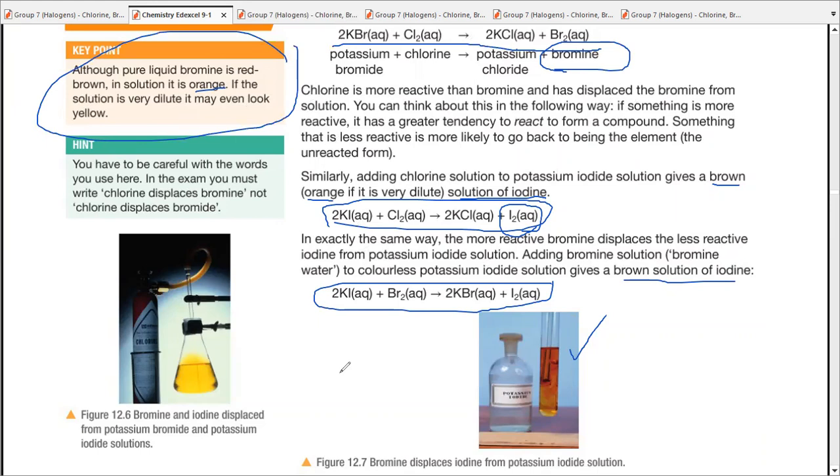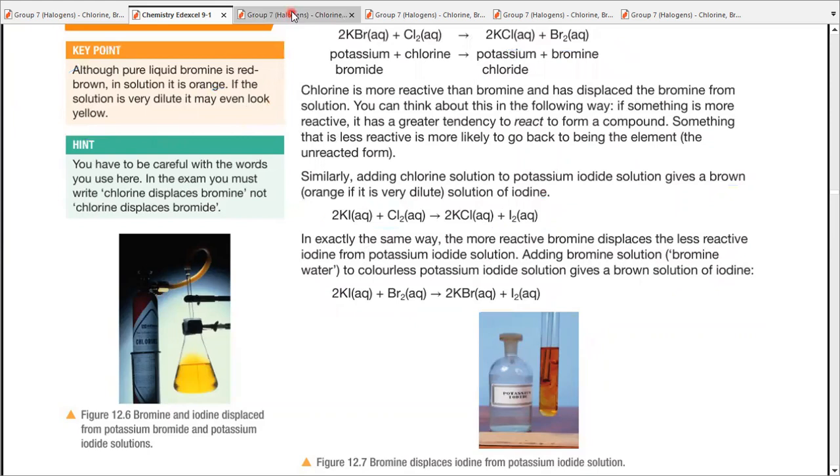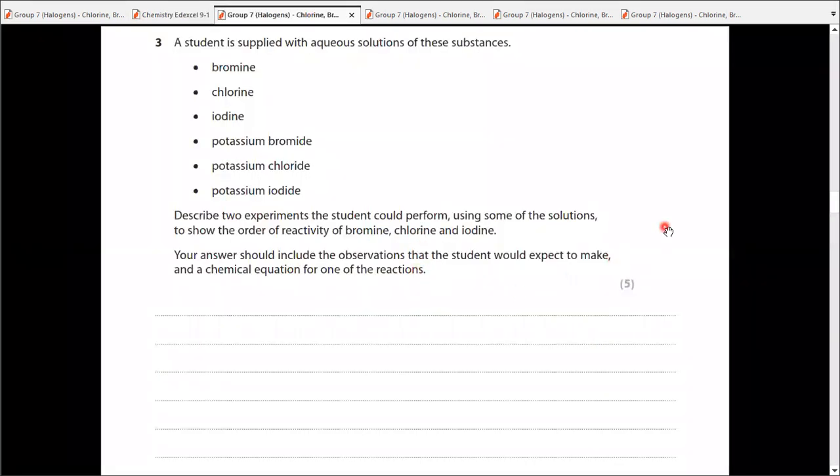I hope that makes sense, right? Good. So you were supposed to remember these colors and you're supposed to mention them over here. So there are 5 marks in total.